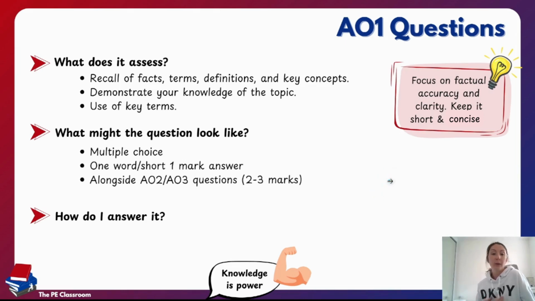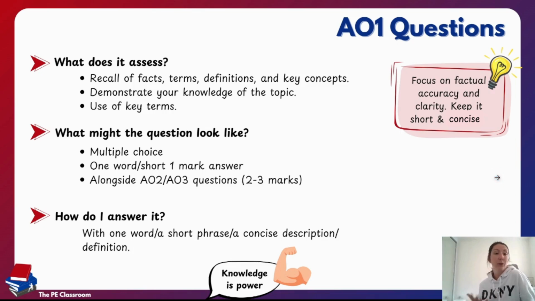In terms of what a question might look like, they might be multiple choice questions, they might be one word questions or very short answers, so a short phrase which is just worth 1 mark, or you can get questions where they are alongside an AO2 and an AO3 mark, so they can be worth 2 to 3 marks, but it simply is just an AO1 point followed by an AO2 or an AO3 point. How you answer it, generally with a 1 word, a short phrase, some concise description or definition. So keep it brief, essentially just state the fact, do not waffle.